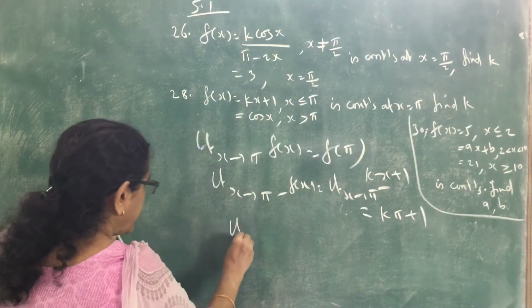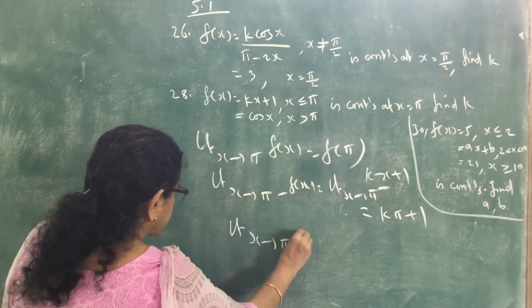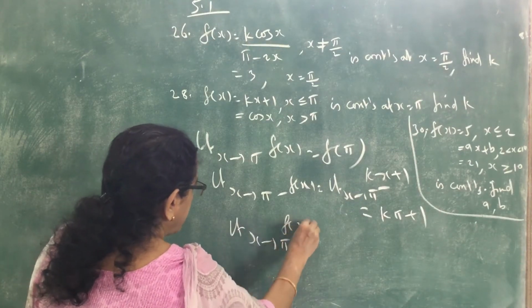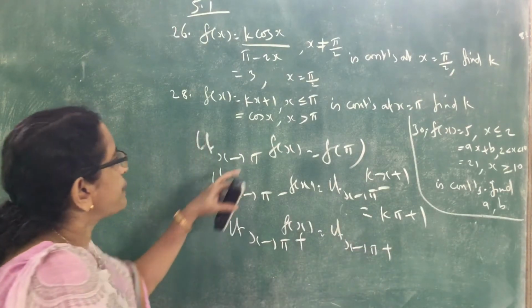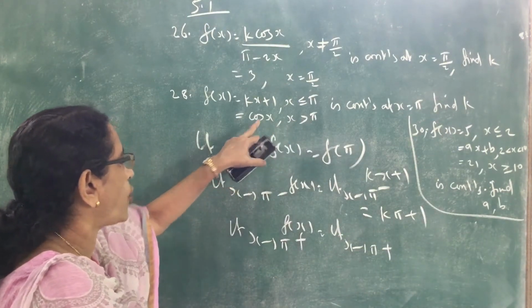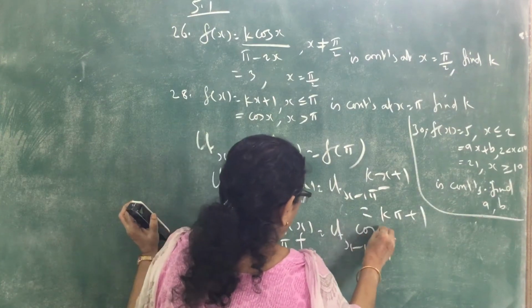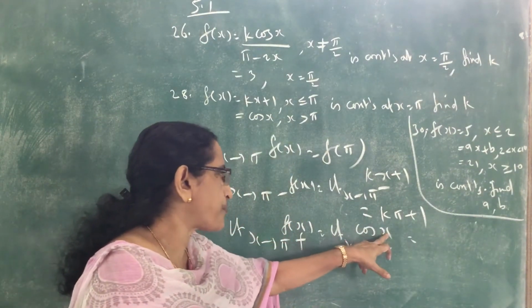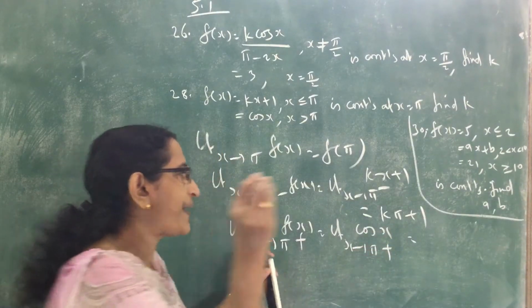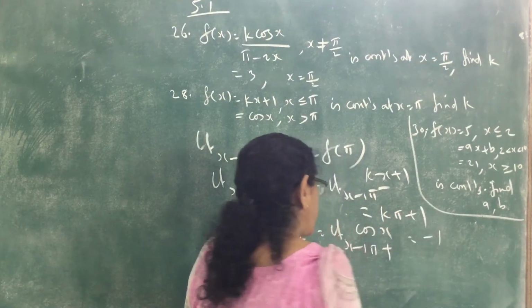Now the right hand limit: limit x tends to pi plus f of x equals limit x tends to pi plus, what is f of x when x greater than pi? Cos x. Now apply the limit. Put x equal to pi. So cos pi, what is cos pi? Cos pi is minus 1.